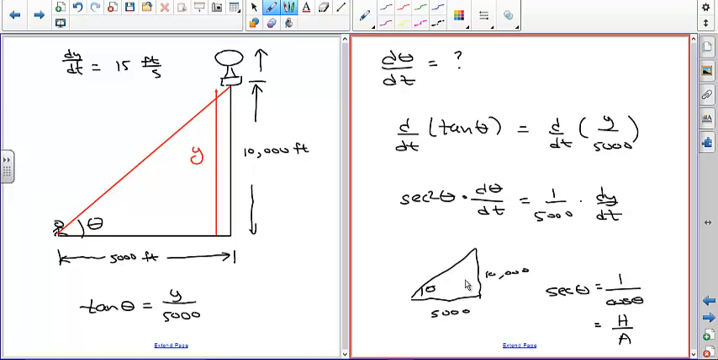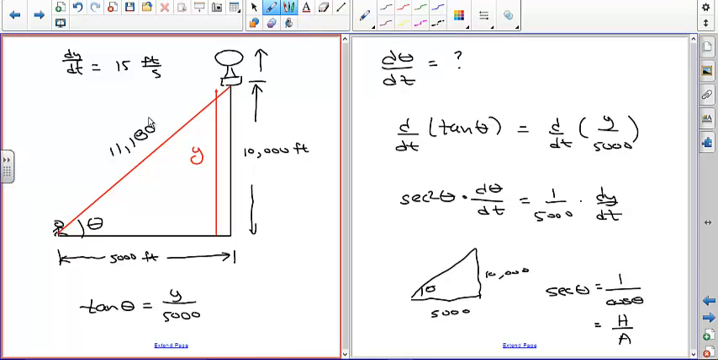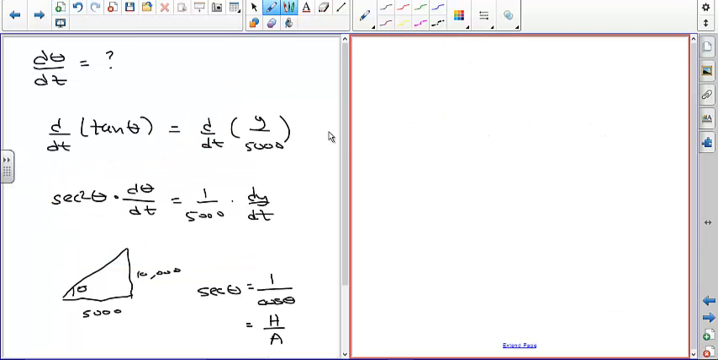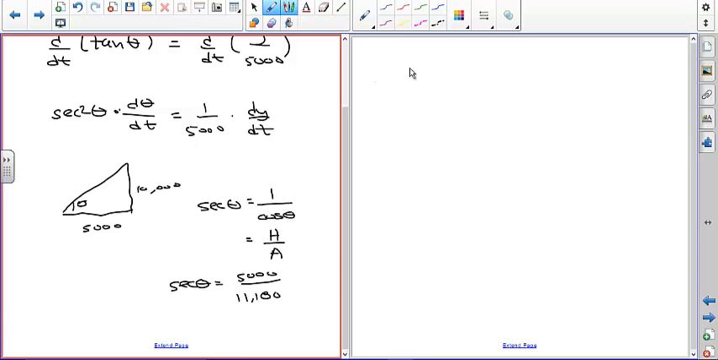So what we get is 11,180 feet. This squared plus that squared, so that's equal to the square root of 10,000 squared plus 5,000 squared. So the secant of theta is going to be 11,180 divided by 5,000. The last thing you need to do is solve this for d theta dt.